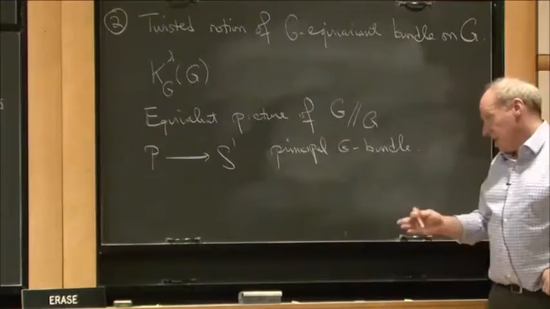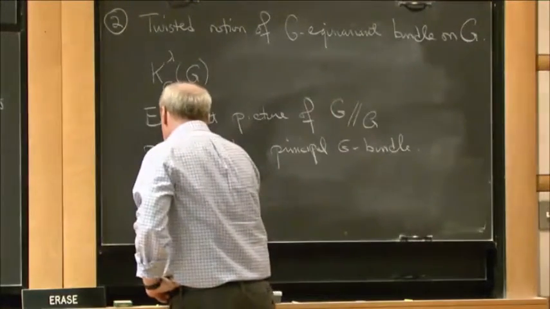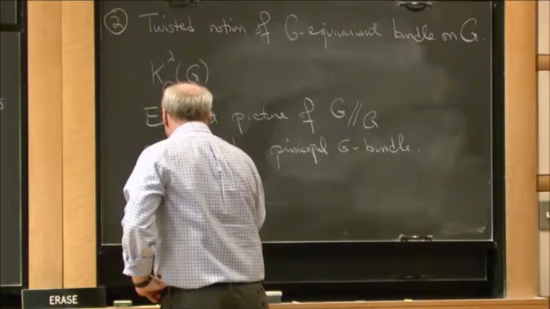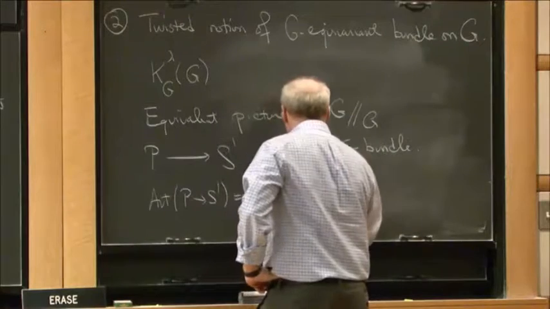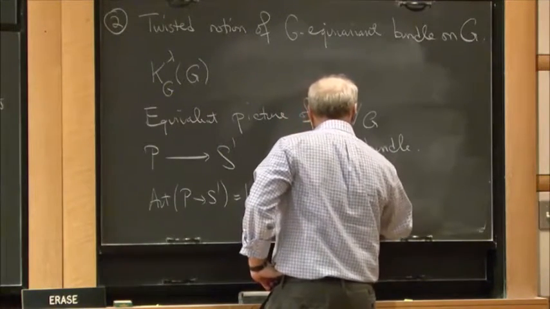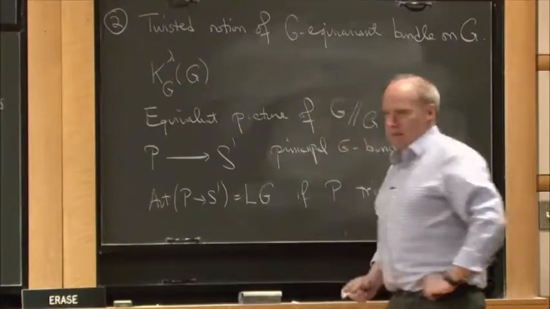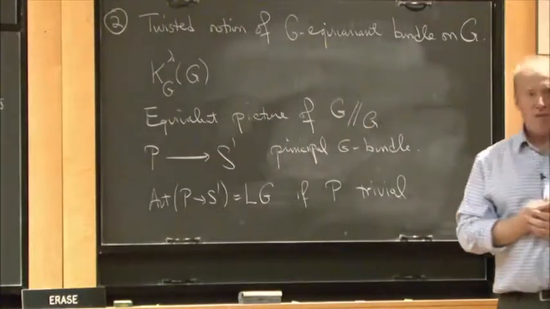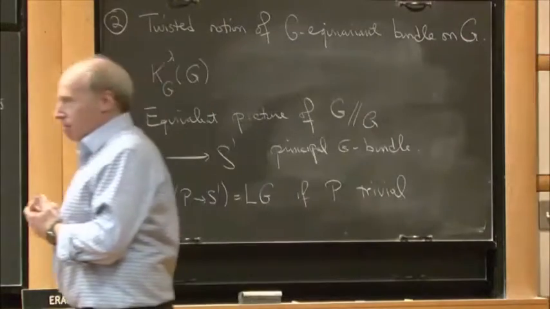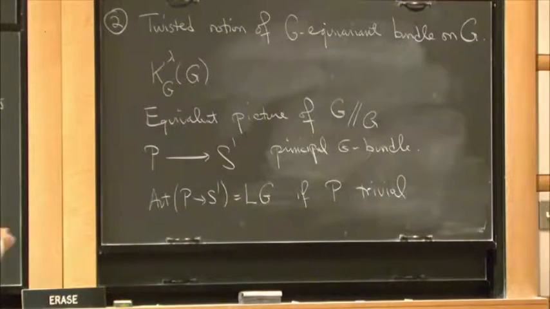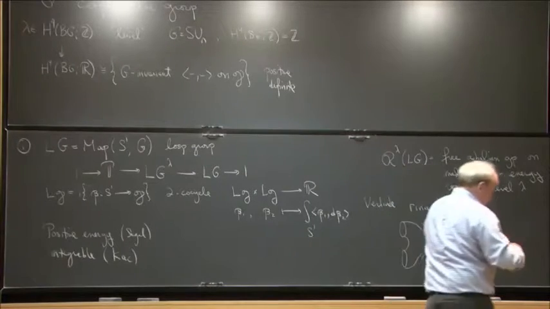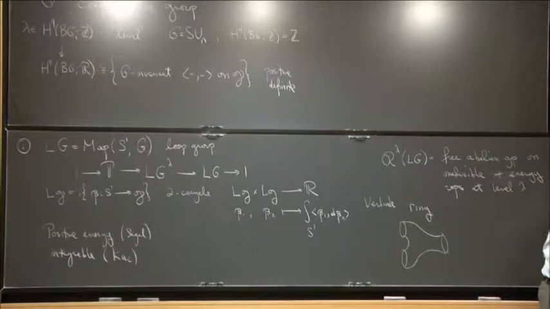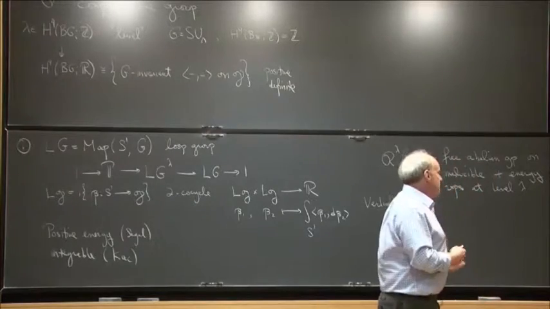Well, the first observation is that this has an automorphism group, and the automorphism group, or the group of gauge transformations of this principal bundle, is equal to the loop group if P is the trivial bundle. So the loop group can be thought of geometrically as the automorphisms of the principal G bundle over the circle. Now, if G is connected, then every principal G bundle over the circle is trivializable, so they all look like that. But if G is not connected, then we get variations on the loop group, twisted loop groups.